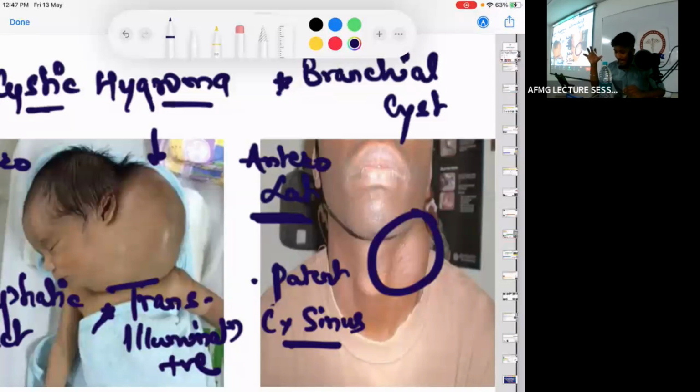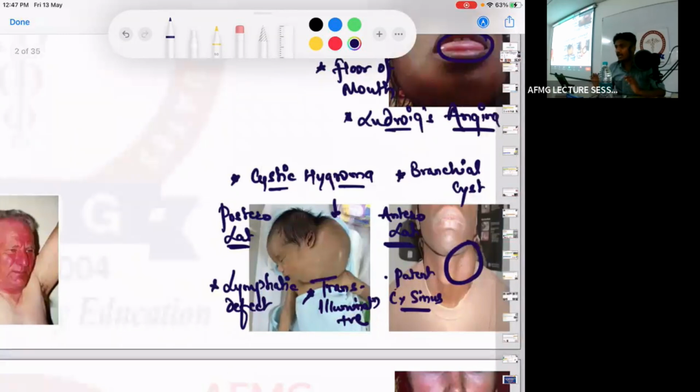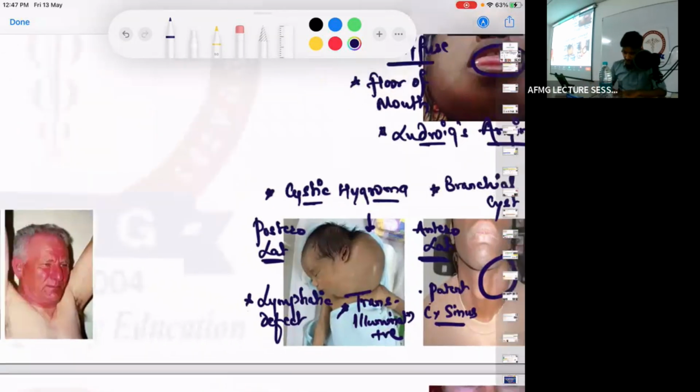No issues with this. Anterolateral is branchial cyst. Posterolateral is cystic hygroma. Diffuse with floor of mouth is Ludwig's angina. Midline neck swelling is thyroglossal cyst. कोई दिक्कत नहीं है, important है.